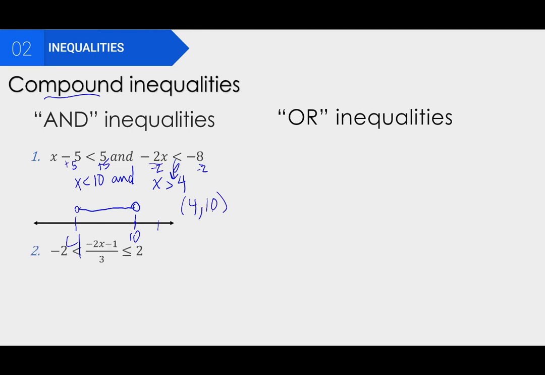Oftentimes you'll see AND inequalities written like this, where they just put the expression in between the two inequalities. It's really saying two inequalities in one, where this expression is greater than -2, right? Think about it the other way around. And it's also less than or equal to 2. So before we solve it, on a number line it'd be between -2 and 2, this expression, somewhere in there, okay?